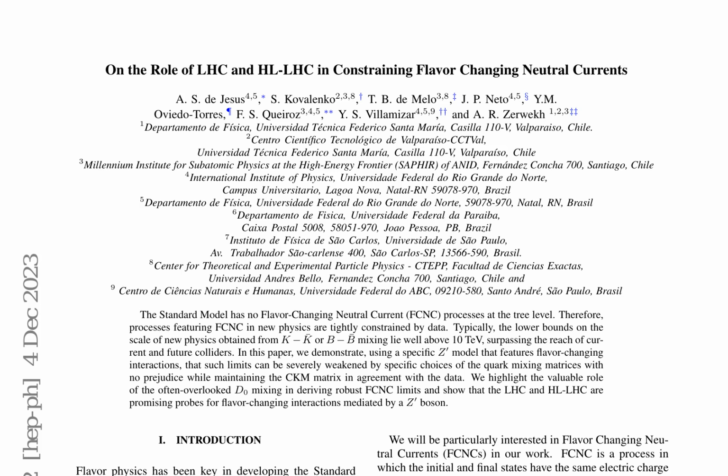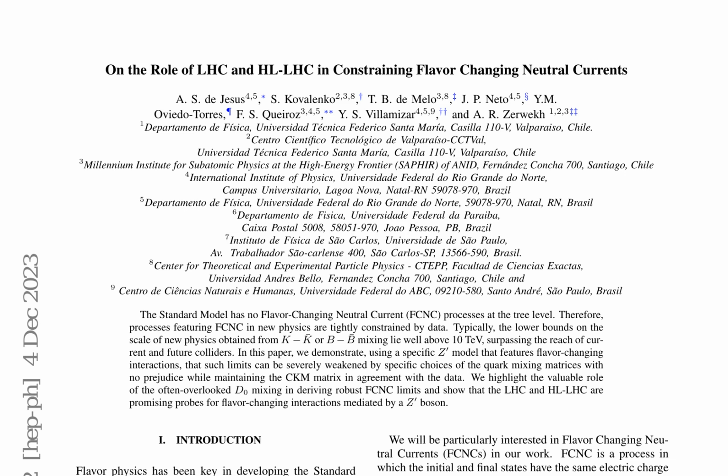The Large Hadron Collider and its high luminosity upgrade are crucial for constraining flavor-changing neutral currents, a type of process where the initial and final states have the same electric charge but differ in flavor configuration. In the Standard Model, these processes occur only at the loop level, making them a powerful probe for new physics models at high energy scales.